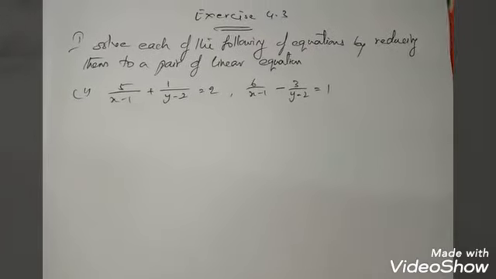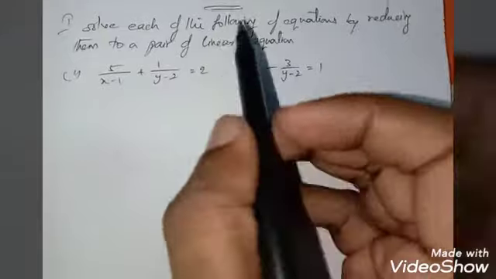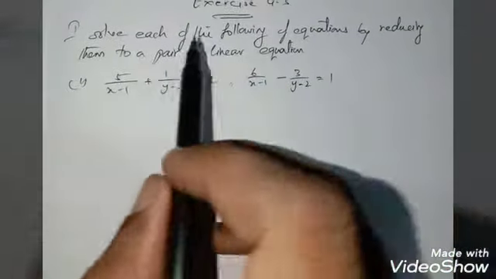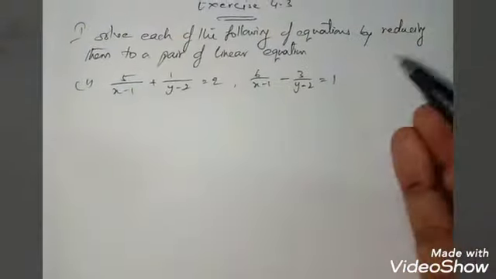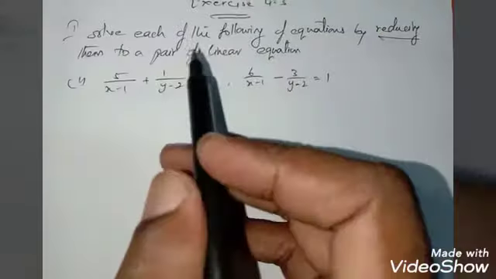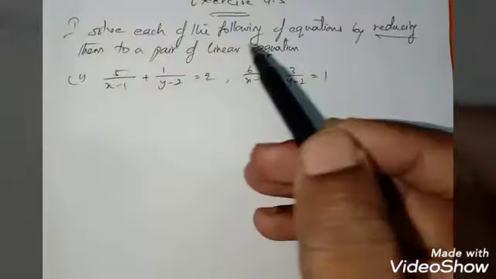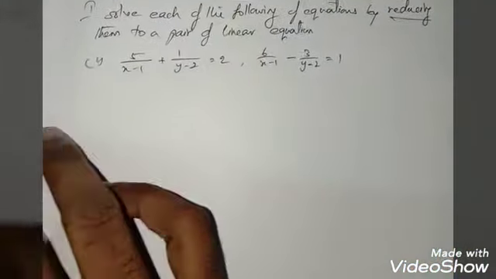So students, yesterday we learned about exercise 4.2. Today we are going to learn about exercise 4.3. This exercise is completely based on reducing linear equations, right? Previously we learned about the substitution and elimination methods. Today we are going to learn what reducing a pair of linear equations is.